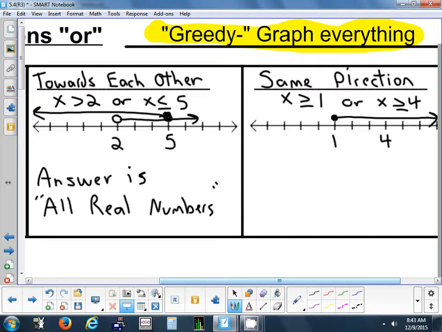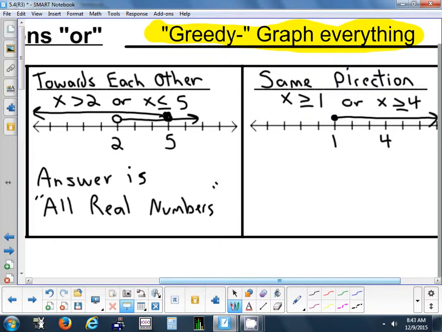So again, if you're not sure, as soon as you get a problem that looks like this, if you have to go back to your chart, that's fine. Okay, they're pointing in the same direction. I'm going to graph the line that's going to be longer. That might make more sense. The one from 1 going this way is going to be longer than the 4. It's going to cover more. Remember, or we're greedy. We want to graph everything.